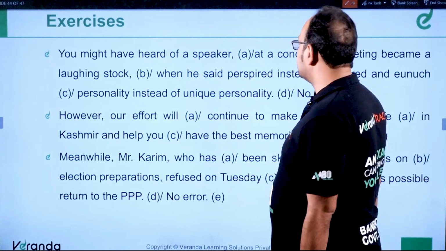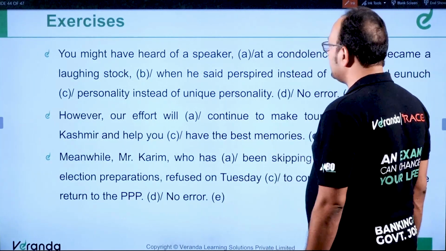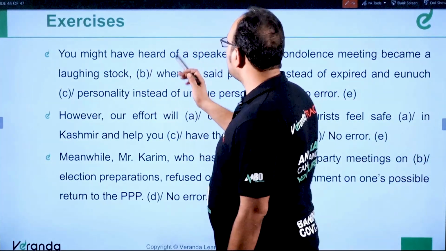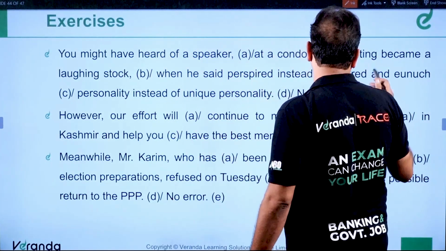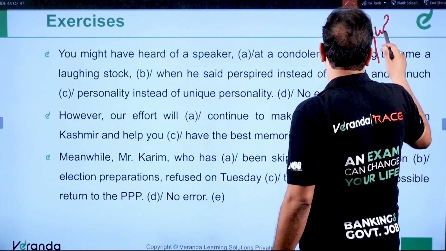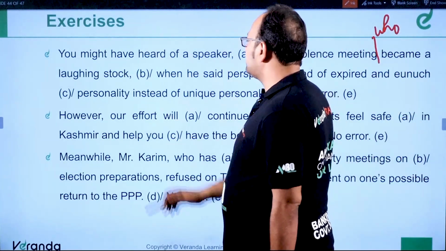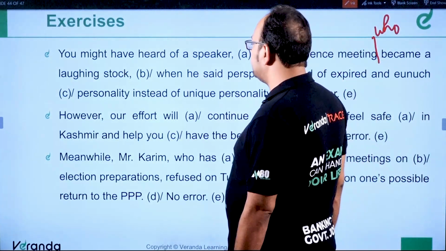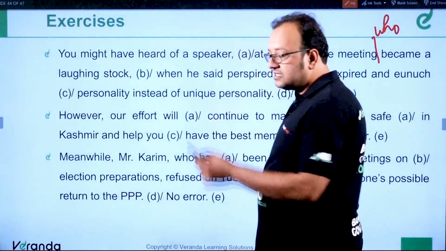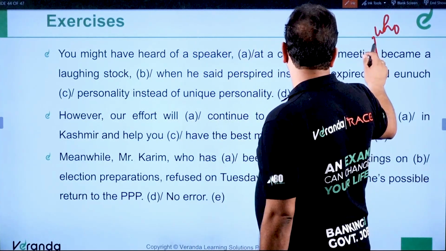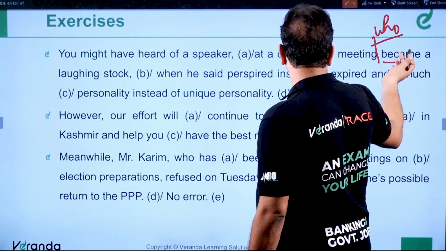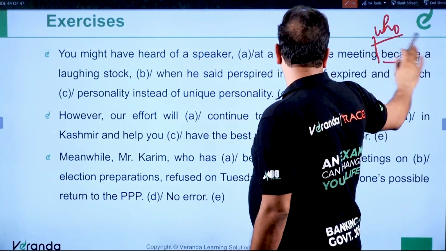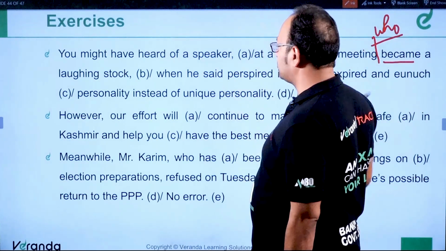You might have heard of a speaker at a condolence meeting who became a laughing stock when he said perspired instead of expired and unique personality instead of a unique personality. Okay, there's an error over here. It should be who, because became should be preceded by who. That describes the entire thing after it: who became a laughing stock and all.